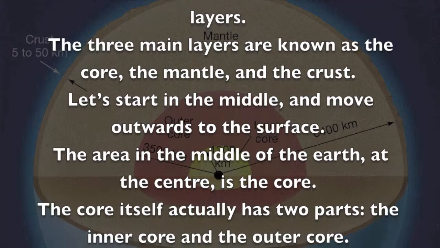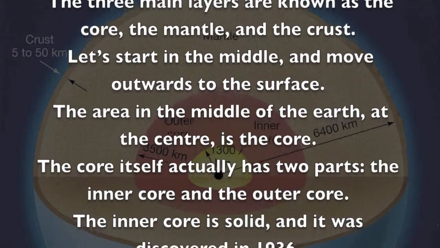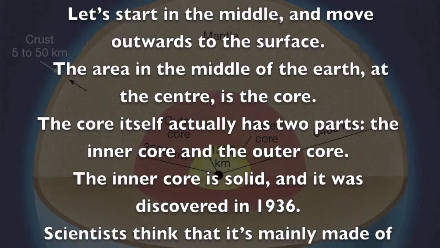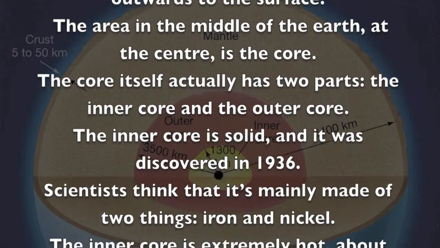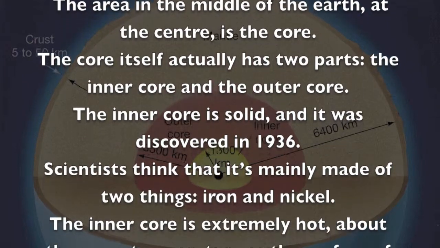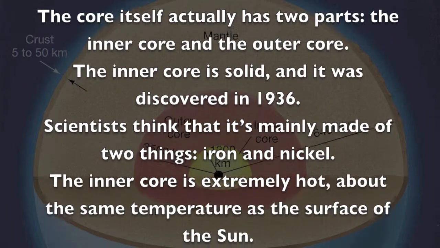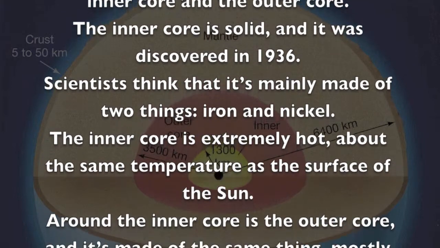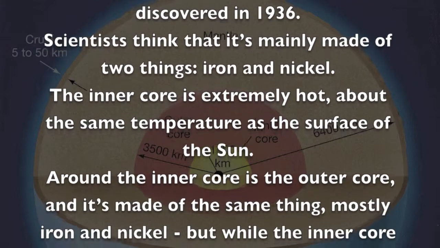The area in the middle of the Earth, at the centre, is the core. The core itself actually has two parts, the inner core and the outer core. The inner core is solid, and it was discovered in 1936. Scientists think that it's mainly made of two things, iron and nickel. The inner core is extremely hot, about the same temperature as the surface of the Sun.